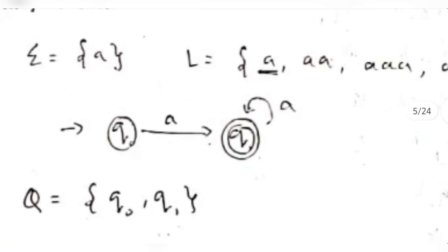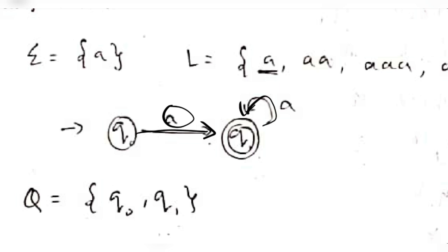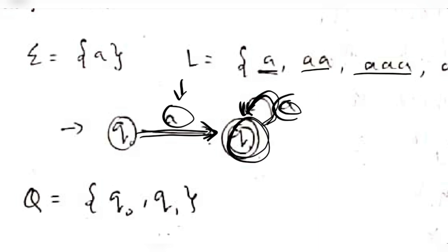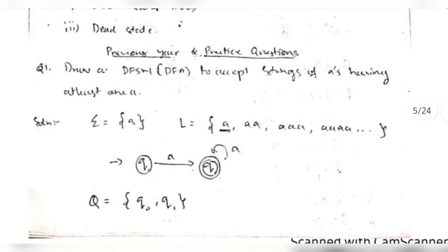How will we do that? The first is at least one A should be there, and after that if further more A's are there, we will make a self loop. If I have to get the string AA, what is the flow of the path? A from here, and then due to this A, again it will come to the final state. If I want another A, I will go through this loop again. If you do not understand now, it is alright, because we will be solving many questions. Hopefully you will get to know the actual concept.